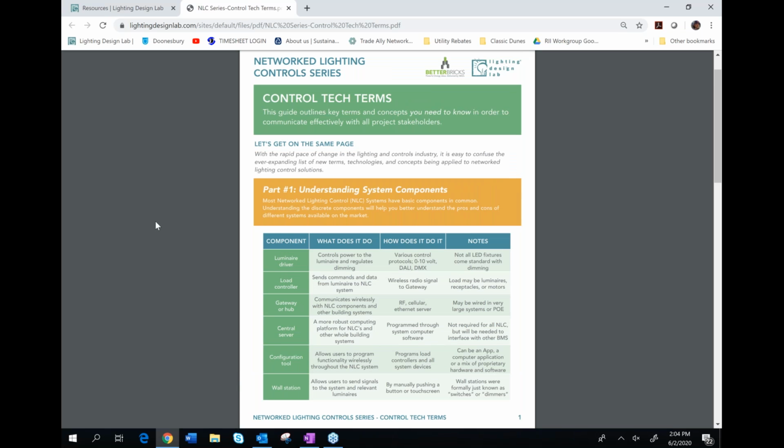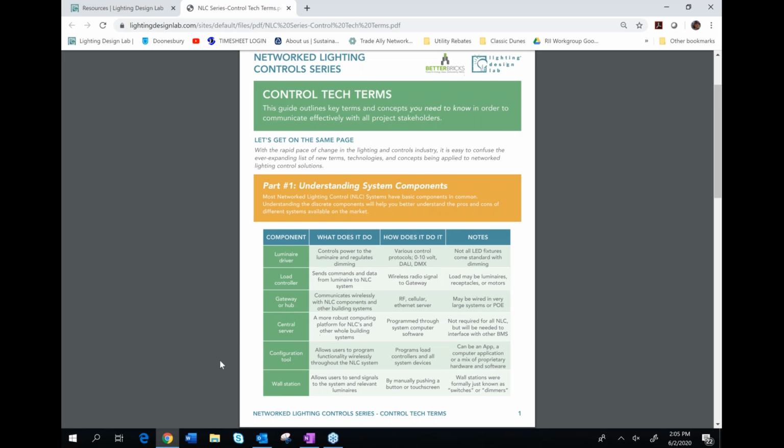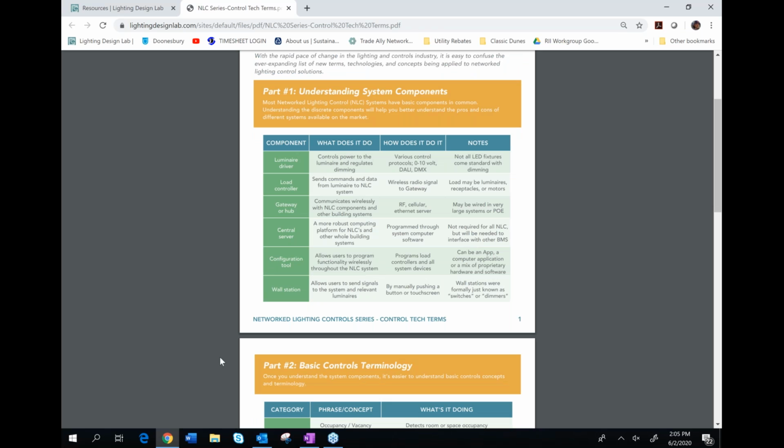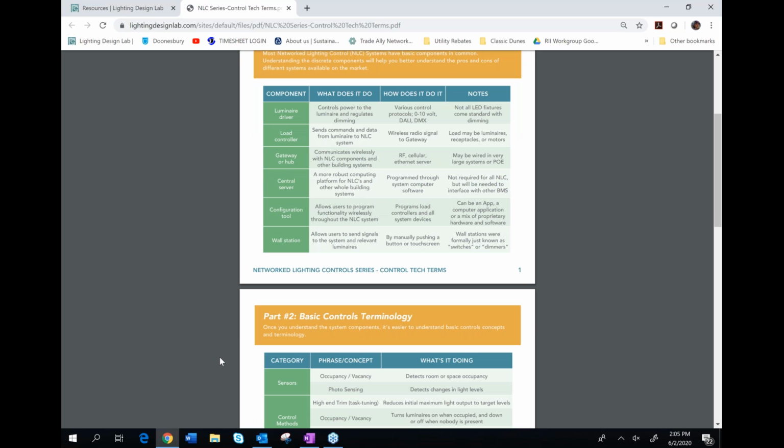Sure, definitely. It's very common in the lighting industry that the same concept or the same piece of hardware has multiple names associated with it. We want to ensure that these things are standardized, as well as define what they are, how they do it, and a little bit of notes to help further understand the concept. We talk a little bit about the luminaire driver, as well as the load controller, gateways, servers, so it increases in complexity. But again, great resource to be on the same page with these pieces of hardware and what they do.